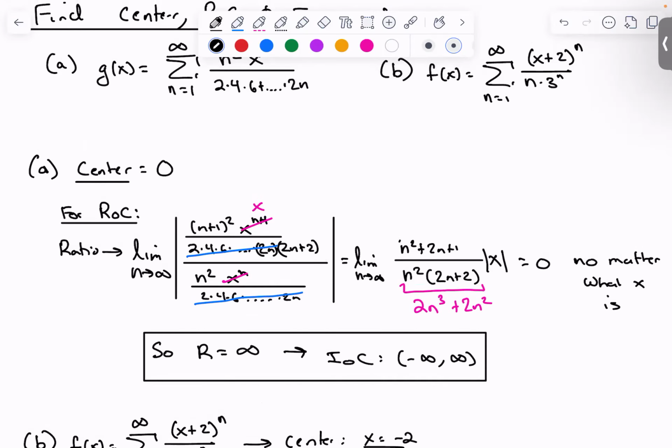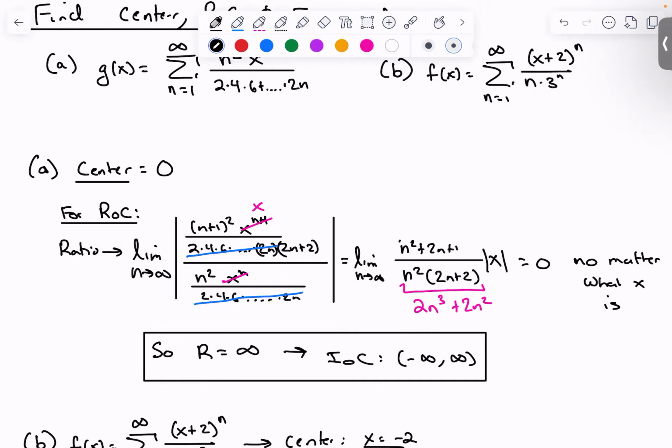Every one of the even numbers except for 2n plus 2 cancels, and all the x's cancel except for one of them. So what we end up with is the absolute value of x. Up top we've got n plus 1 squared, which becomes n squared plus 2n plus 1. And then you've still got an n squared in addition to that 2n plus 2 in the denominator, so that's really 2n cubed plus 2n squared. So the numerator has a lower degree.